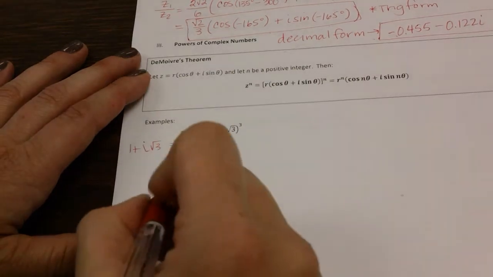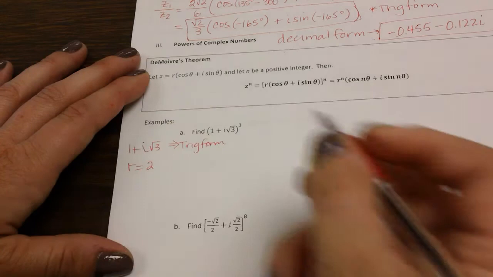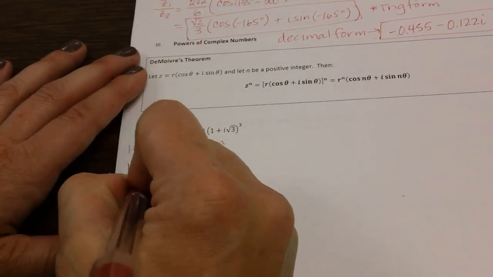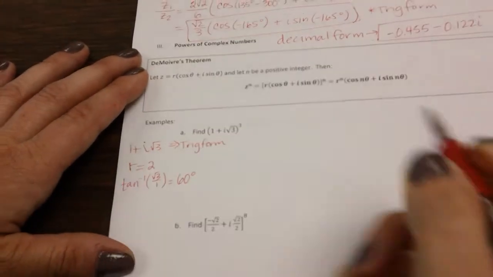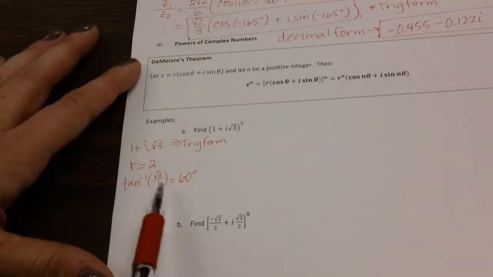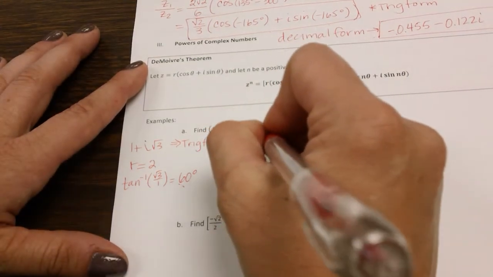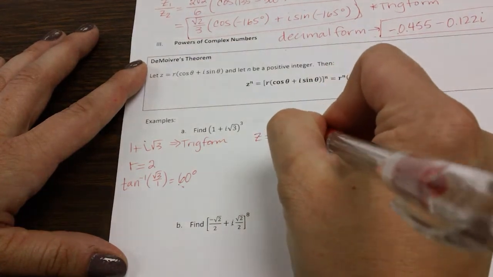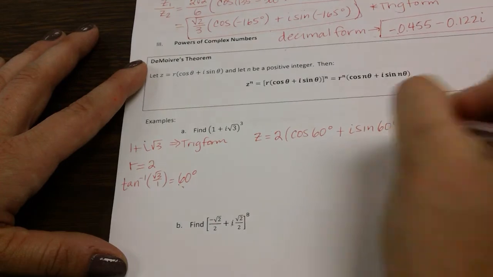Okay, so when we do this, our r value ends up being 2. Okay, and then our angle, because the tan inverse of the square root of 3 over 1 ends up being 60 degrees. And again, you're going to need to change your mode in your calculator to degrees so that you get 60. Okay, so our trig form here is going to be 2 cosine of 60 degrees plus i sine of 60 degrees.